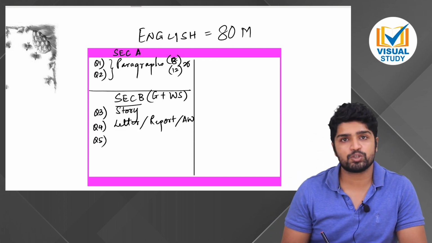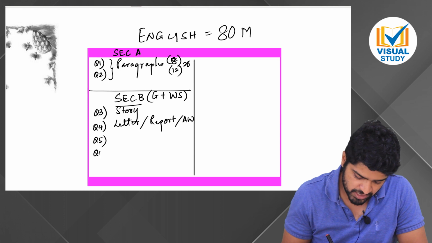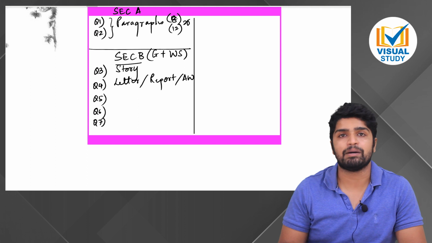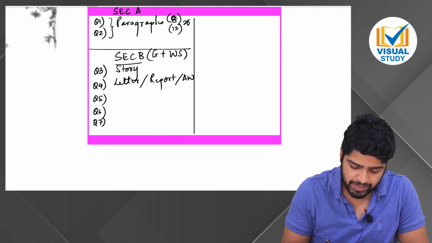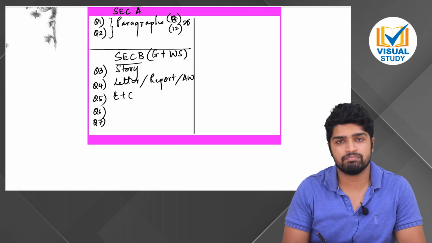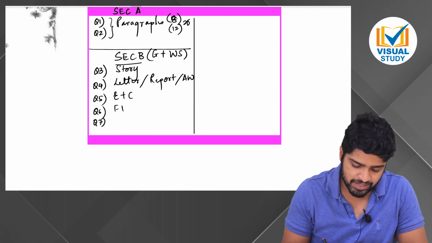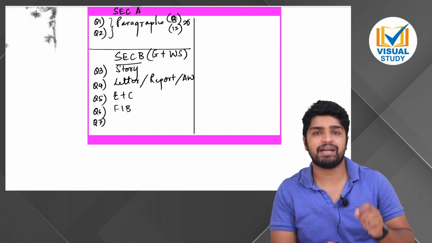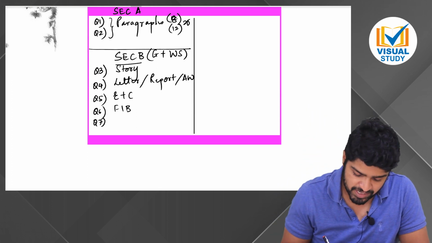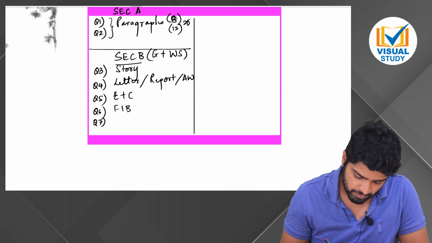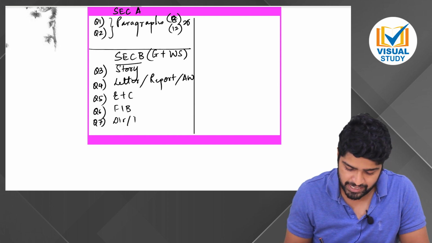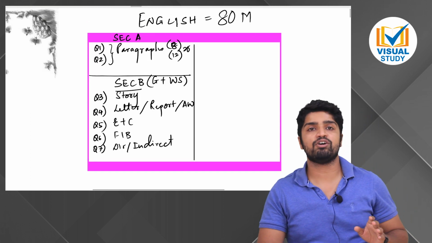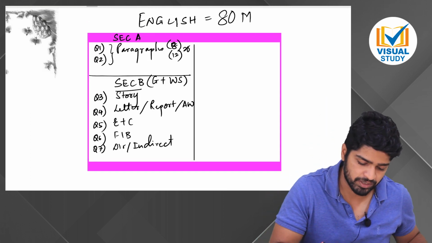And next, question number 5, question number 6, question number 7 are based on grammar. There will be editing and correction. There will be fill-in-the-blank based grammar questions, filling in the right appropriate words. At the same time, apart from this, there will be direct and indirect speech based questions. So this is where the second part of grammar in section B has been included.